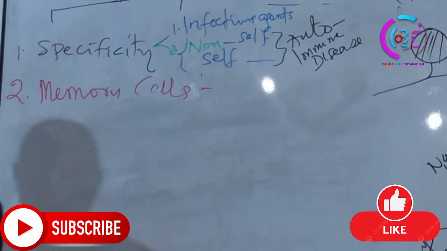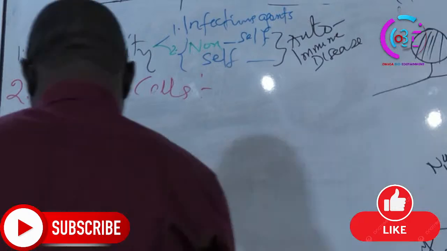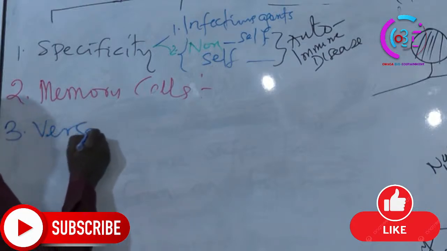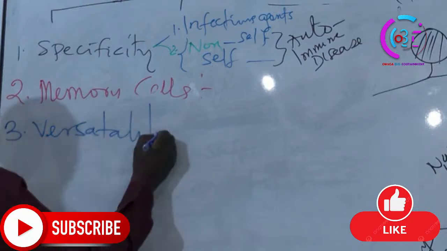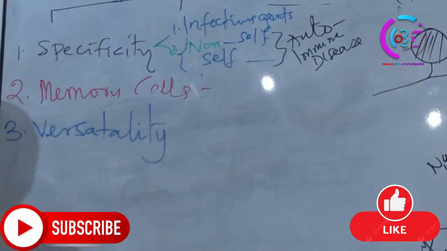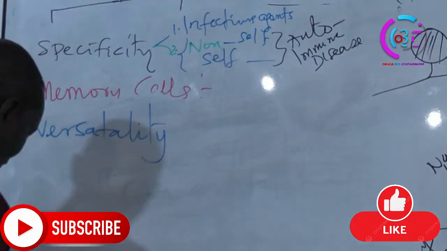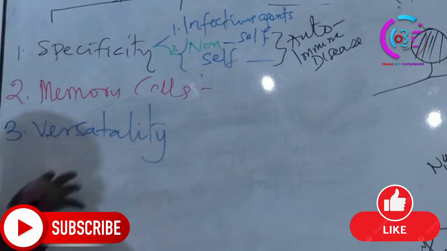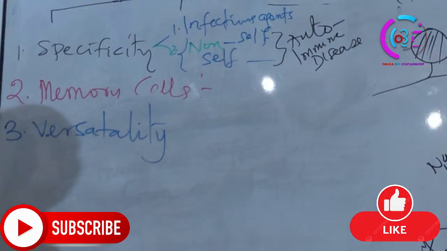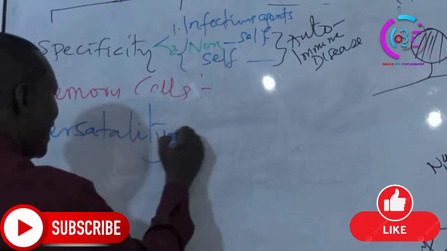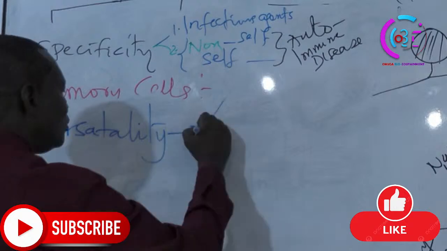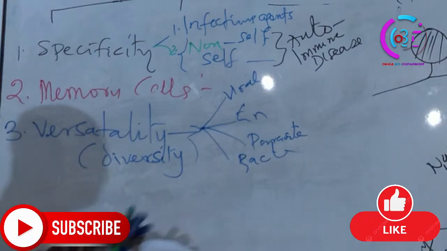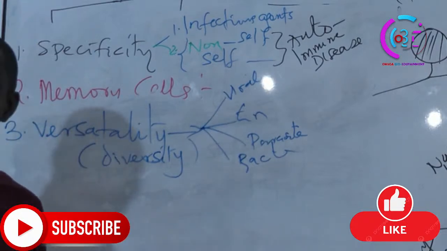The third one is versatility. The third is what is called versatility. Okay, the adaptive arm of the immune system should be versatile enough. Versatile means having the ability to take care of any insult, just like I said, that will be put up by the pathogen. The same thing that the pathogen will also do.